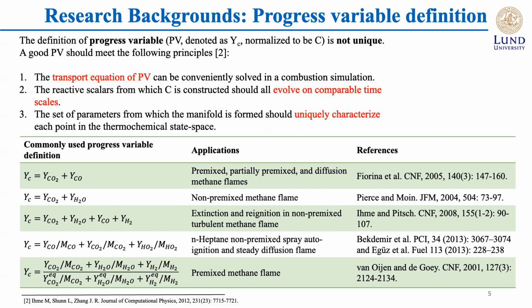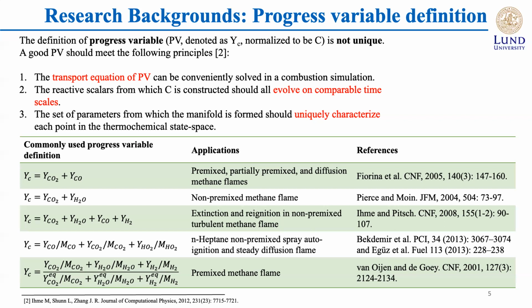Third, and the most important, the progress variable should have 1-to-1 correspondence to the thermochemical state. This is also the reason why we call it a variable indicating progress of the chemical states. Otherwise it gives a failure. I will give a failure demonstration later to show what we get if we don't have 1-to-1 point correspondence.